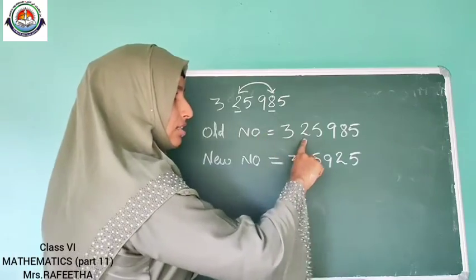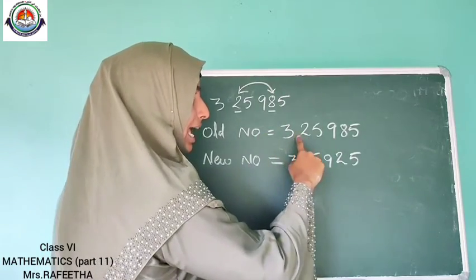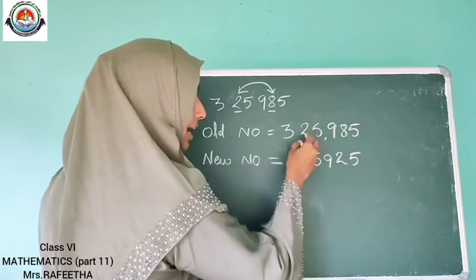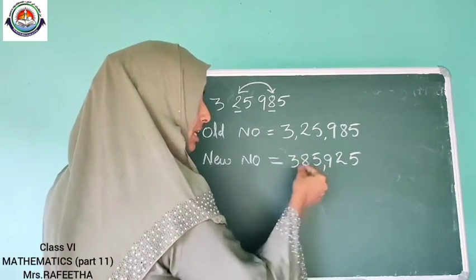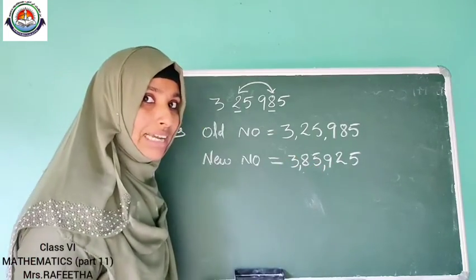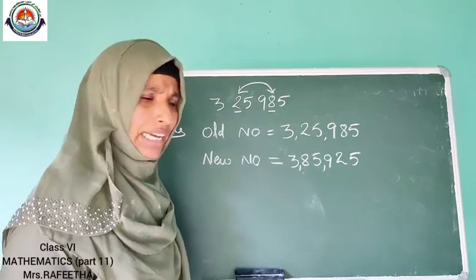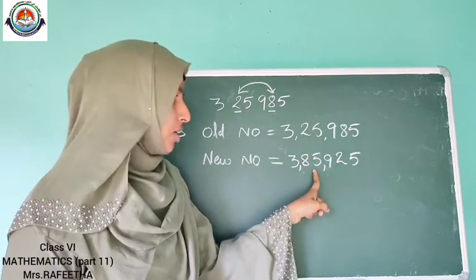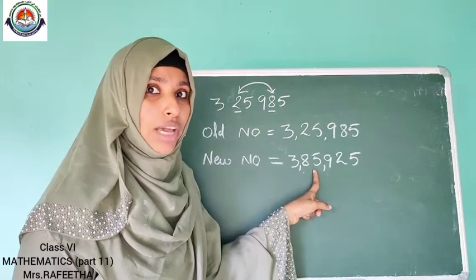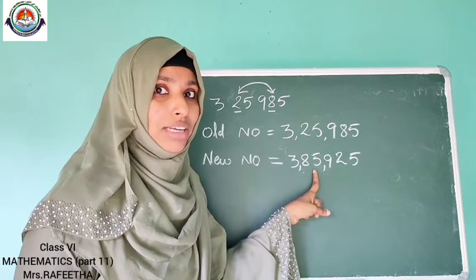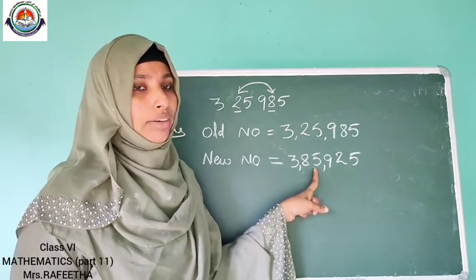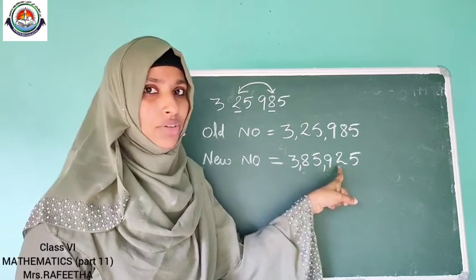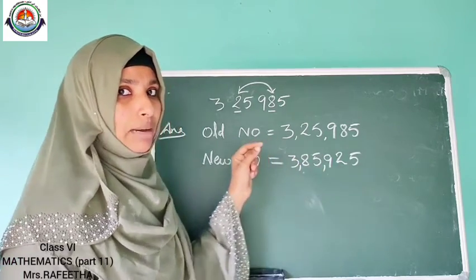This is 3,25,000 and this is 3,85,000. Which is greater? This is 3 lakh, this is also 3 lakh. After that, this is 25,000 instead of this 85,000. 25 or 85, which is greater? Yeah, that we know, 3,85,925 will be the greater number.